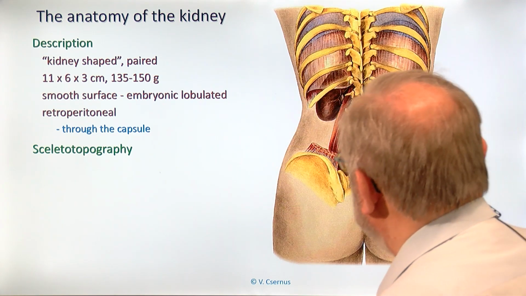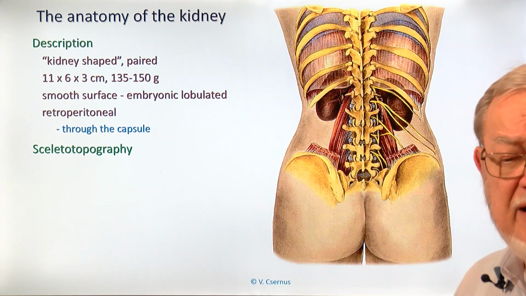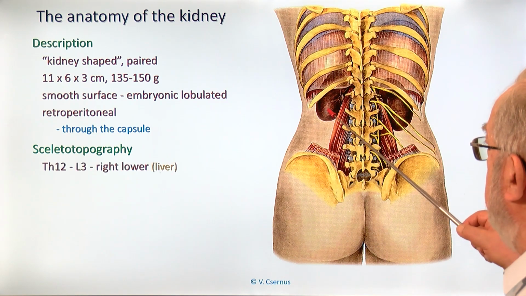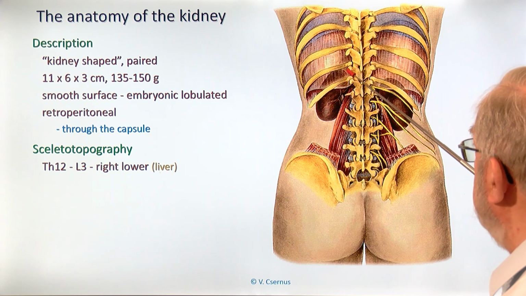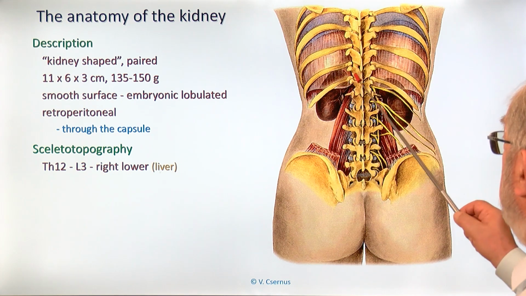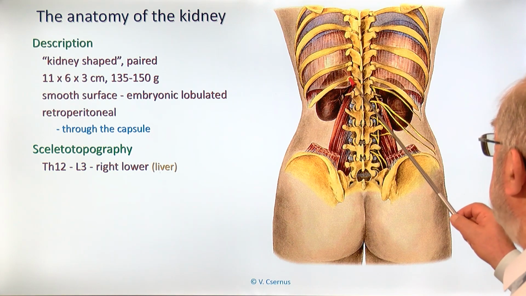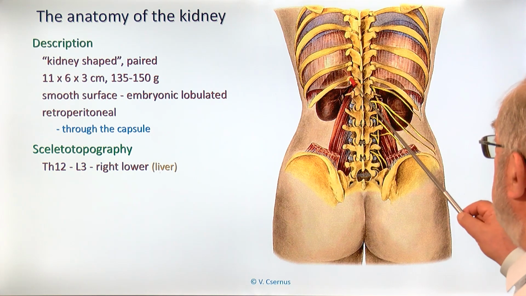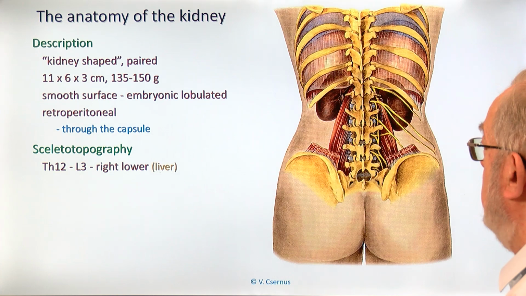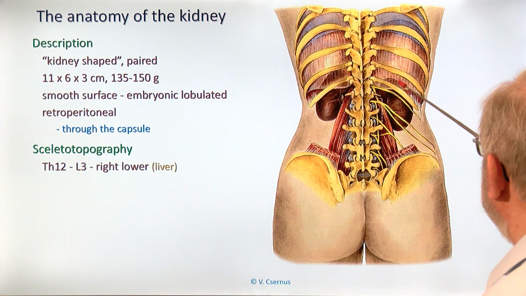The skeletal topography, this term means the position of this particular organ compared to the skeleton. If you see from the back, it is located between the thoracic 12 and lumbar 3 vertebrae. Maybe the best thing to locate the kidney in an X-ray picture is the 12th rib. The 12th rib is a little bit oblique, and the right kidney is slightly lower because the liver is sitting on top.